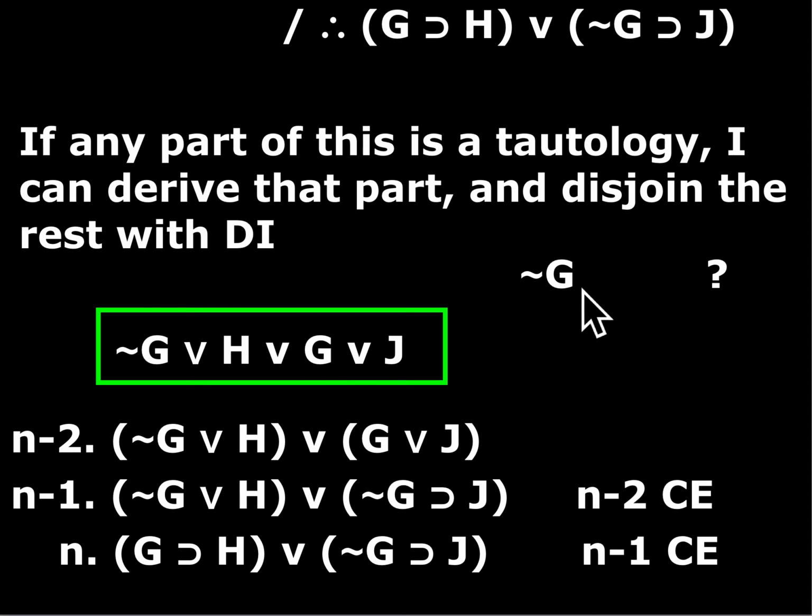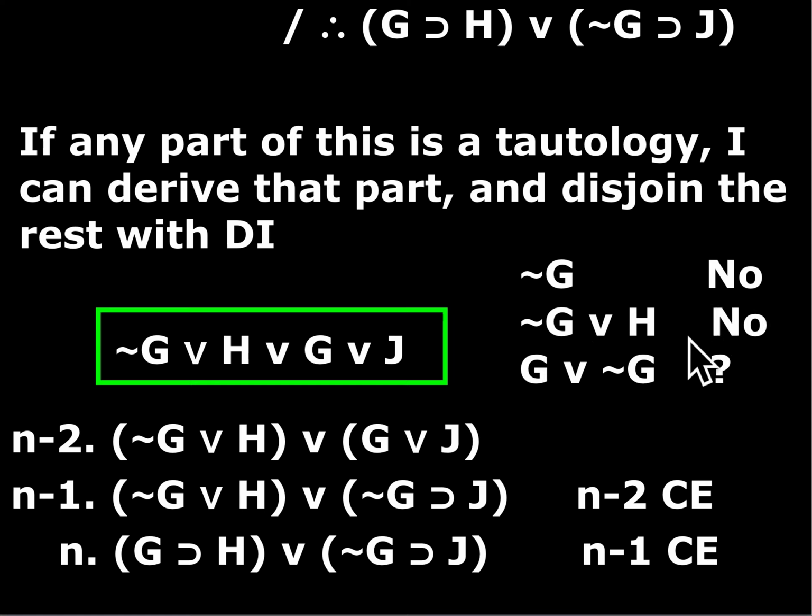Okay, not G isn't, okay, no. What about H? H isn't a tautology. Obviously, it's an atomic statement. They're all contingencies. What about not G or H, right? What about these first 2 disjuncts? Is that a tautology? No. Do a truth table, you'll see it's not.